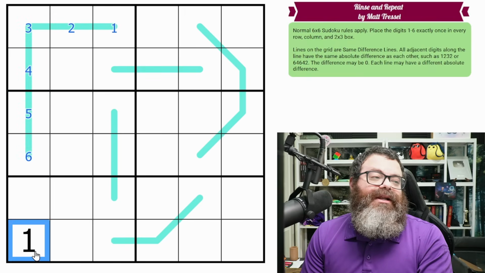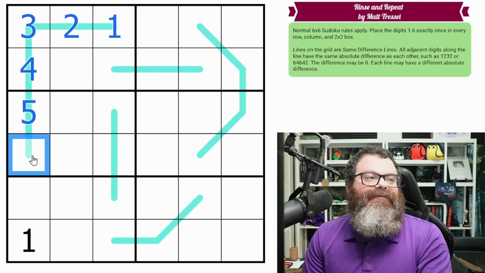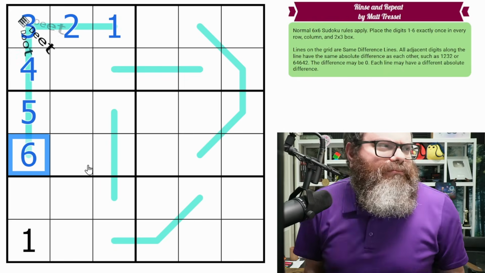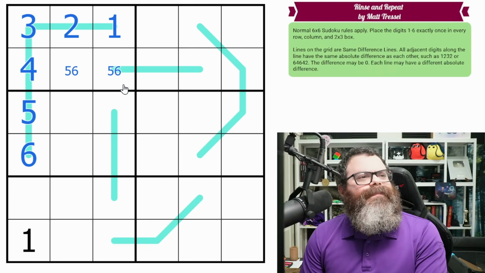Right, but this can't be a 1 because there's a 1 in the column. So I think we have to do 1, 2, 3, 4, 5, 6. I think that's kind of given. We are deet dooting in the corner there. This is a 5, 6 pair now.